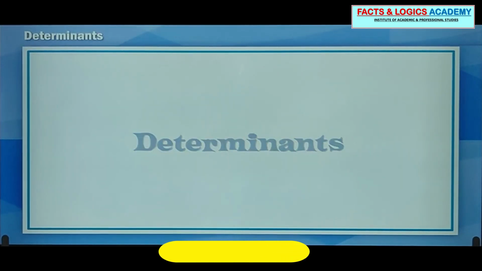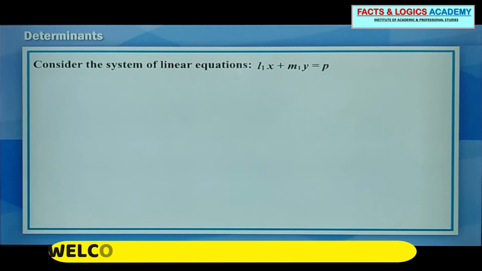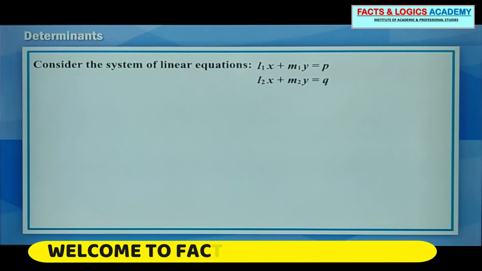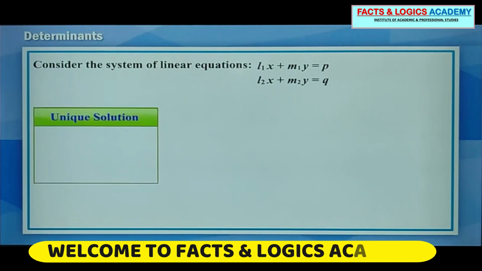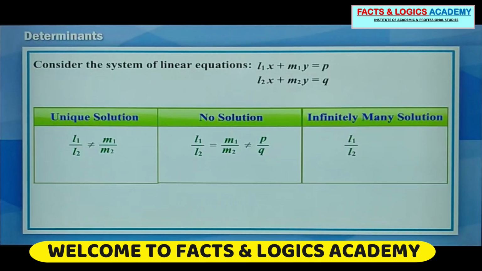Look at the system of linear equations L1x plus M1y is equal to P and L2x plus M2y is equal to Q. This system of equations can have a unique solution, no solution, or infinitely many solutions. Let's discuss the case when the system has a unique solution.